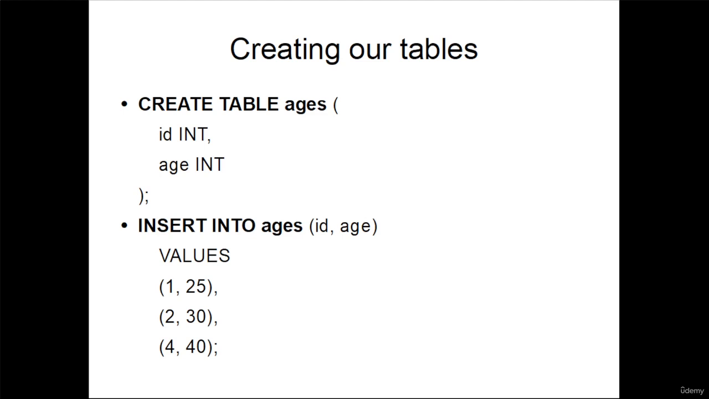Insert into ages, id, age. Values. 1, 25. 2, 30. 4, 40. The ages table consists of 2 columns, id and age. When inserting data, note that ID 3 is intentionally omitted. This is deliberate and will be explained in a later video.